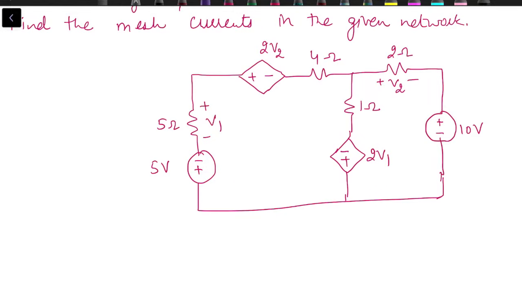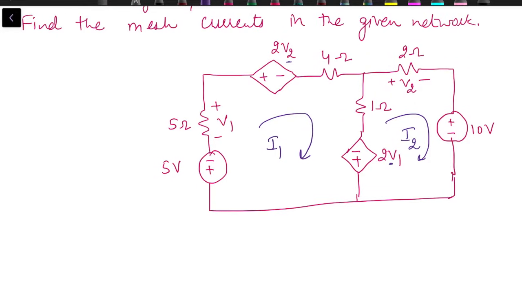First step is we need to identify how many meshes are there. It's very clear that we have just two meshes. Let's assign mesh current I1 to first mesh, I2 to second mesh. Then next step is we need to express the controlling quantities. Now what are the controlling quantities? V1 and V2. Since the output voltage of these two dependent sources is controlled by these two respective voltages, these are the controlling quantities. We need to write the equations of V1 and V2 in terms of I1 and I2.